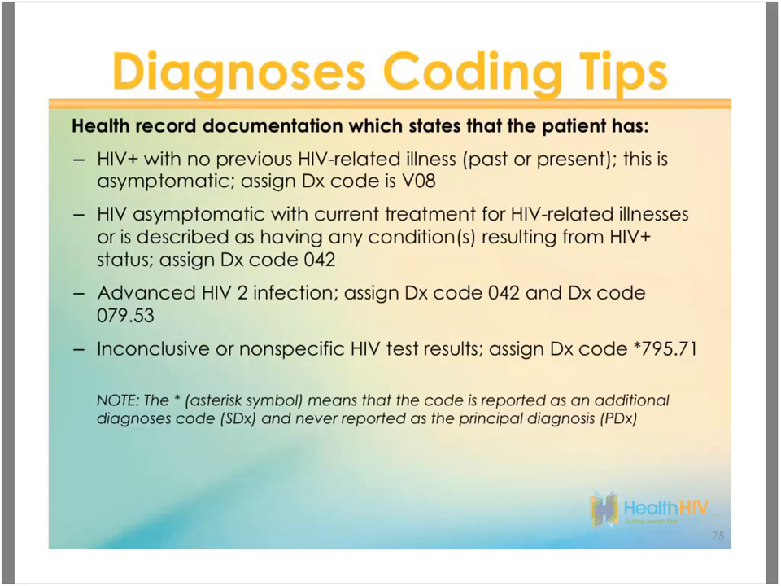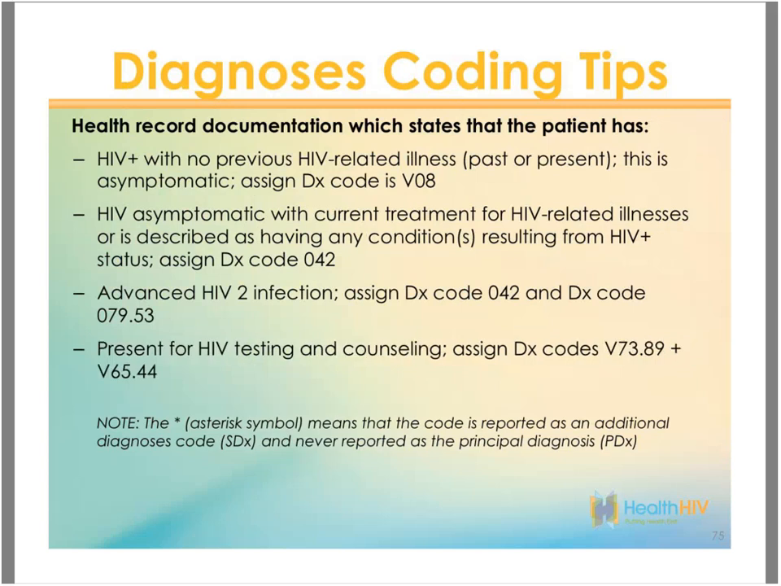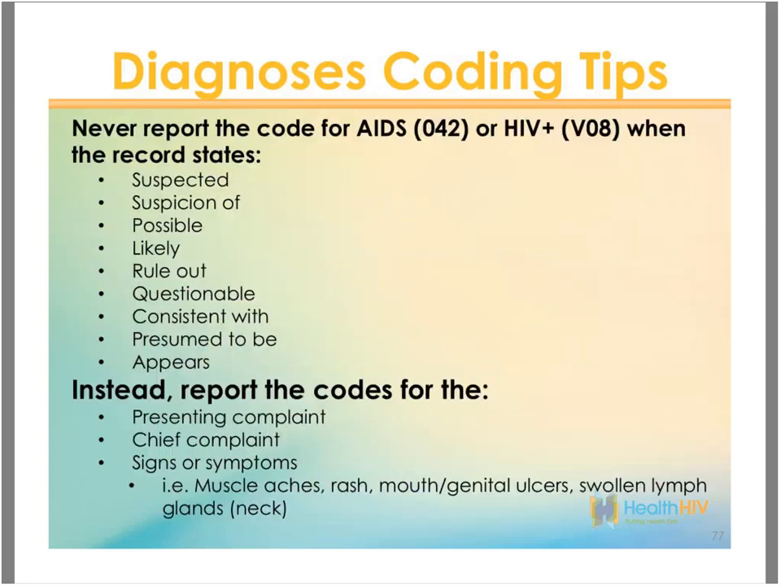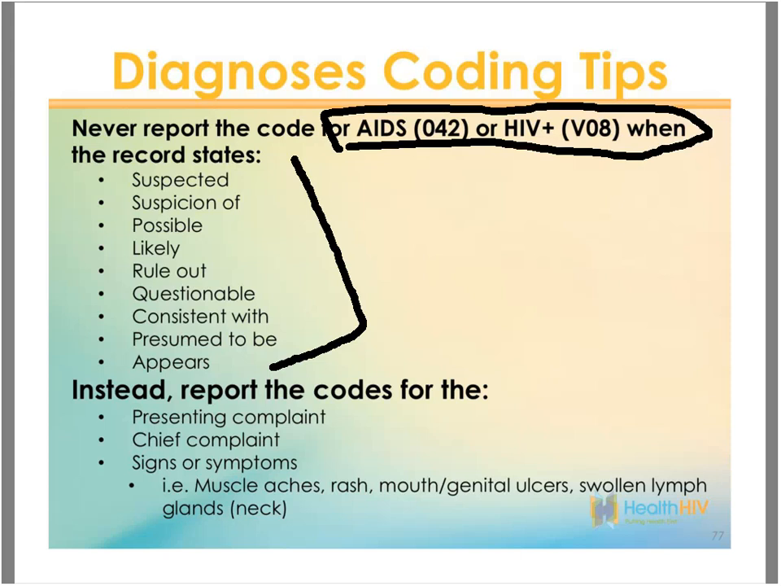These are some diagnosis coding tips, and because we're short on time, I'm not going to go over those in detail. I wanted to bring to your attention, we spoke about this, but I put it on the slide for you. As a coder, if a patient's chart states suspected, suspicion of, possible, likely, rule out, questionable, consistent with, presumed to be, or appears, we're not going to code it because that is not consistent with any of the coding guidelines that are in the coding books.